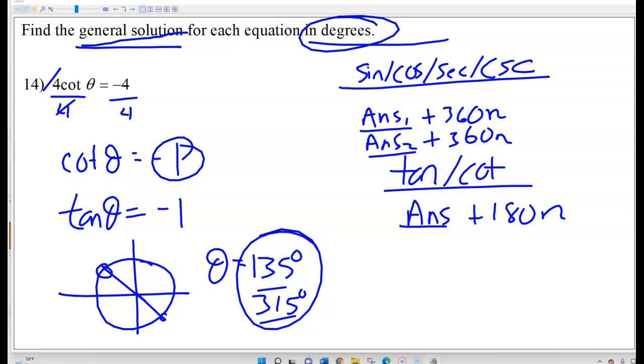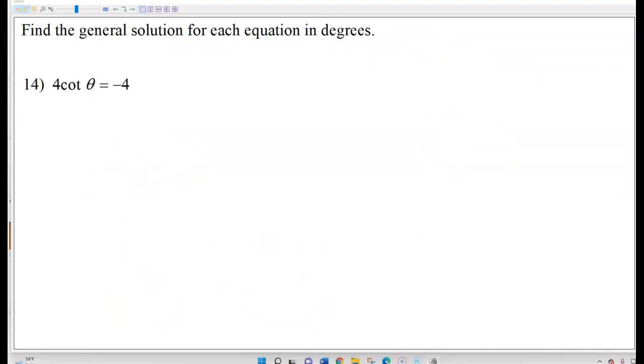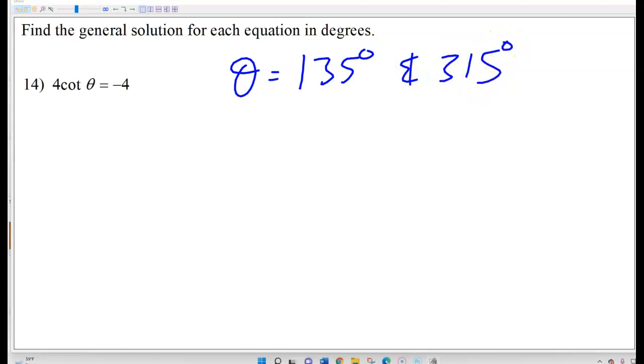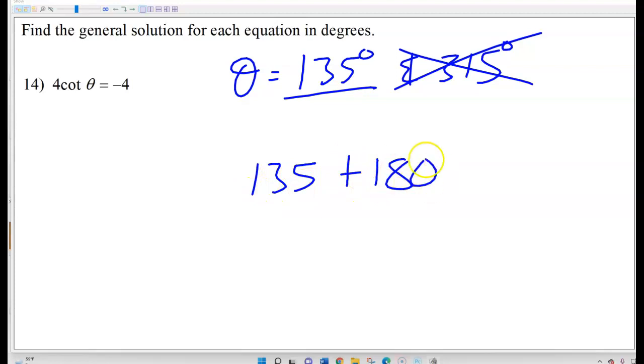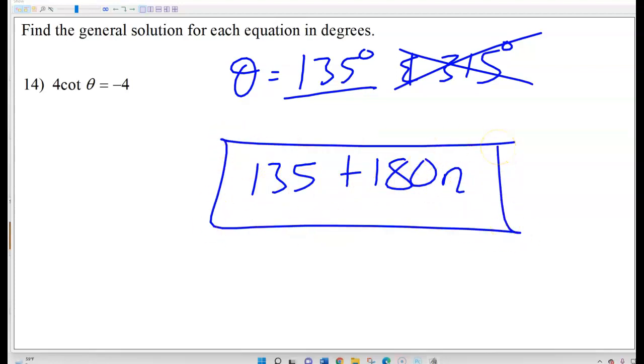So let's go ahead and write out our general solution. So we just solved this and we found out that theta equals 135, and we also saw that theta equaled 315 degrees. Now, we don't need both of these for the general solution. We're just going to get rid of one. And we're going to take our answer that we got, and we're going to add to it 180n. And there's our general solution in degrees. And that's it. The reason you don't need the 315 is because n represents any integer. So if you let n equal 1, 180 times 1 is 180, plus 135 is 315. So this formula represents both answers, really.